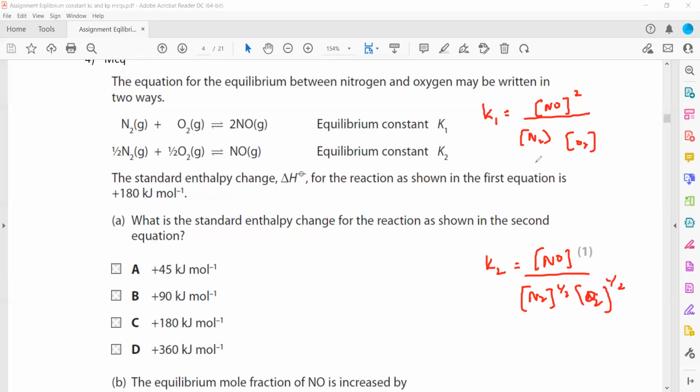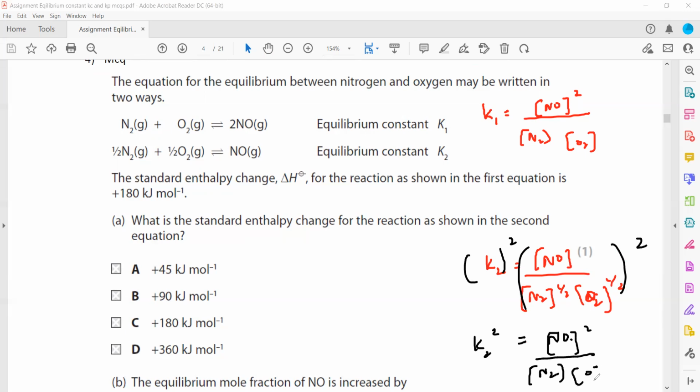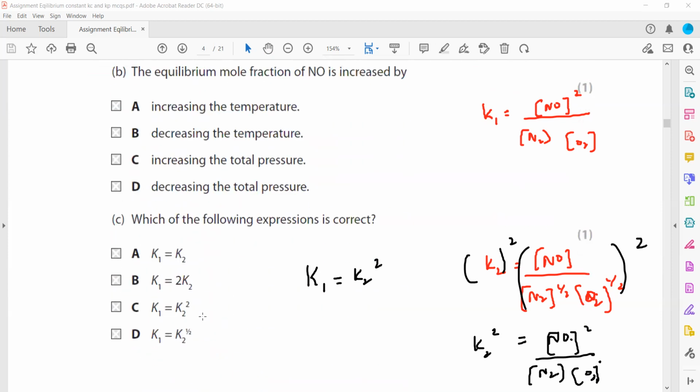Because here on the right hand side I have NO squared divided by N2 and O2, how can I make the right hand side equal? If I square this equation on both sides, K2 squared is equal to the concentration of NO squared divided by the concentration of N2 and the concentration of oxygen, because the square and the half, like root and square, will cancel out. So if the right hand sides are equal, the left hand sides will also be equal when we compare. So I can say K1 is equal to K2 squared. It matches with option C, so C will be the right answer.